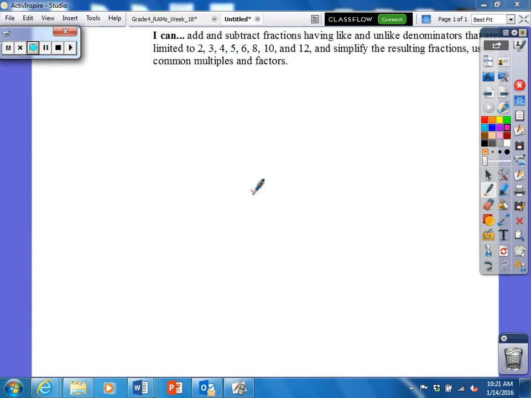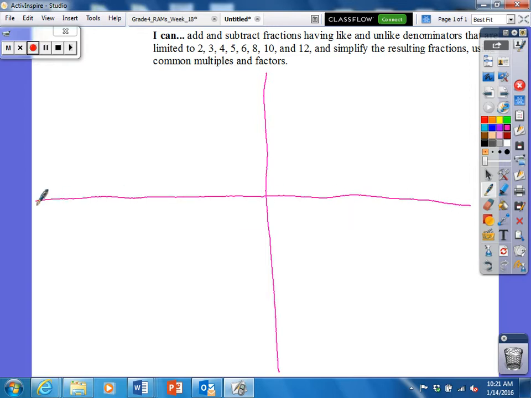Okay, today, boys and girls, we are going to be still using our I can statement of adding and subtracting fractions with unlike denominators, but today we're going to do subtraction. And the strategy is the same as with addition. We divide our paper into fourths, and the first step is to find the LCD. The fractions I'm going to use today are 2/5 minus 1/3.